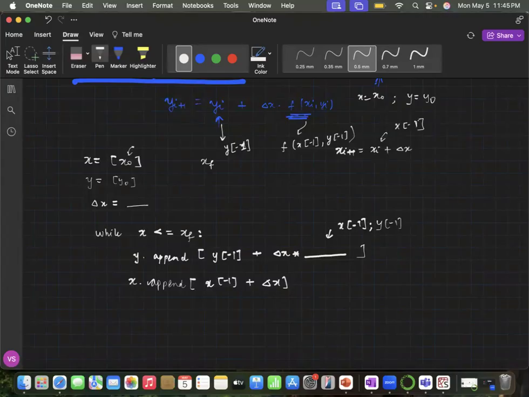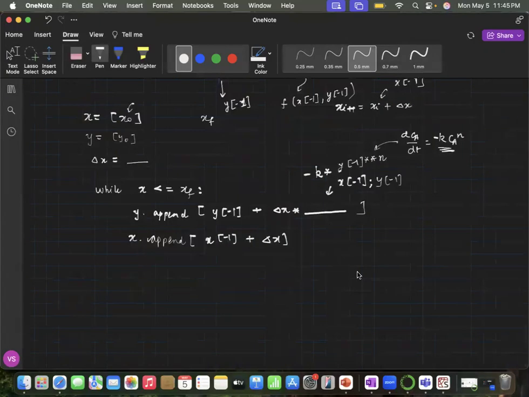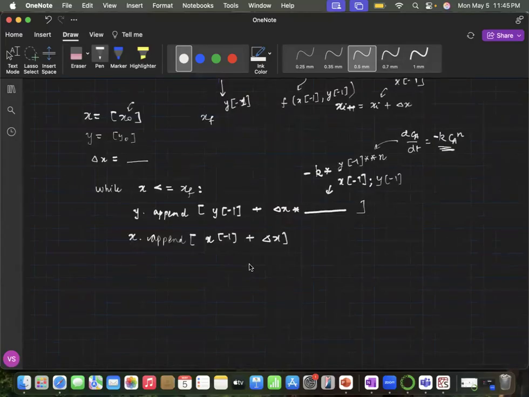So for example, in case of this thing, minus dCA by dt equals kCA to the power n, the function is going to be minus kCA to the power n, right? So we'll just write over here minus k times CA. In this case, CA is y. So y minus 1 to the power n, right? That is what we are going to write for this equation, right? So that's how you code it out, and it's a very simple code. So we could try this out later on.